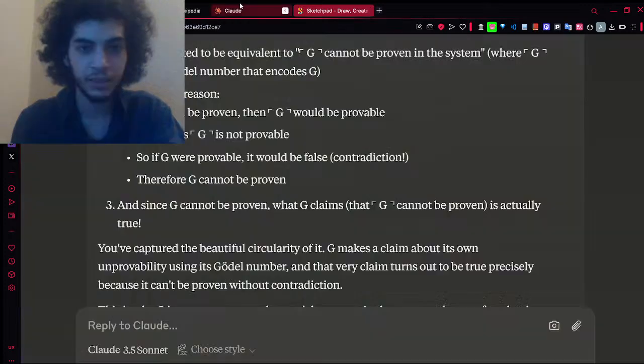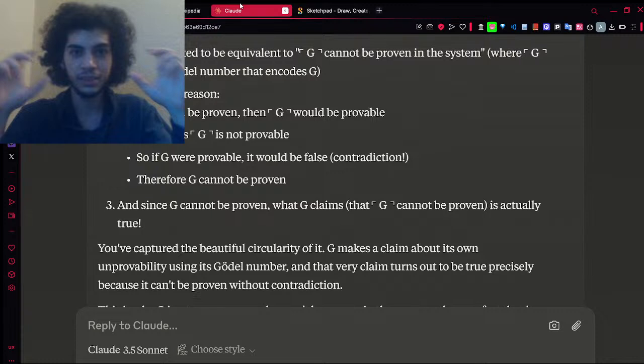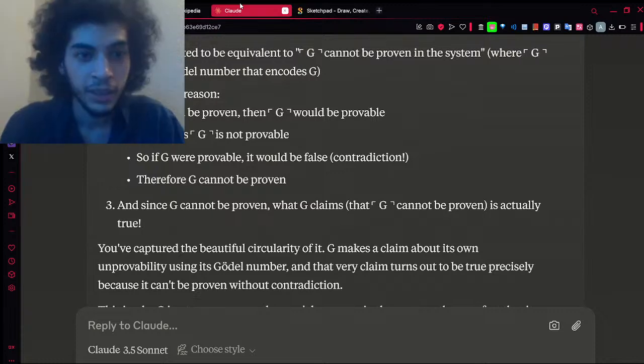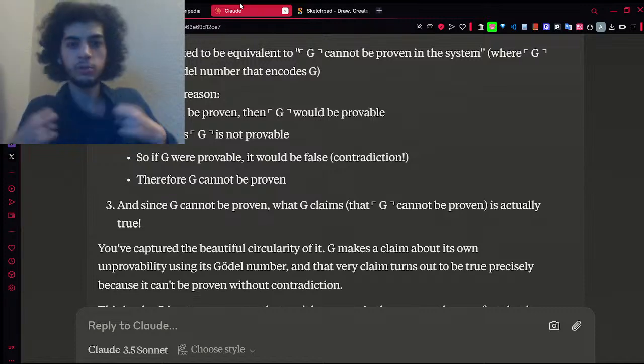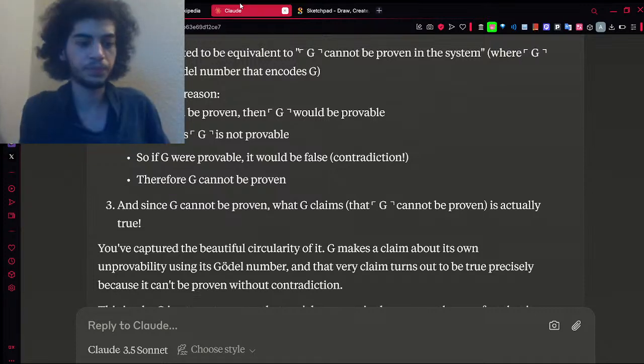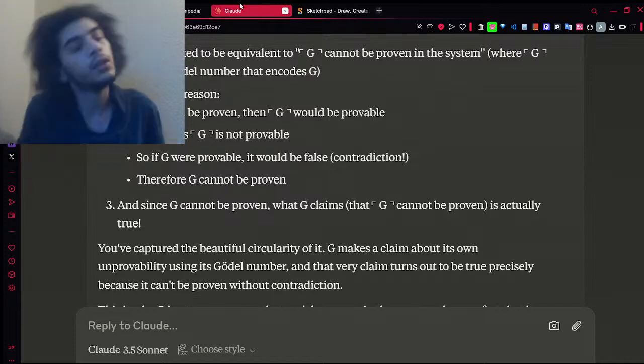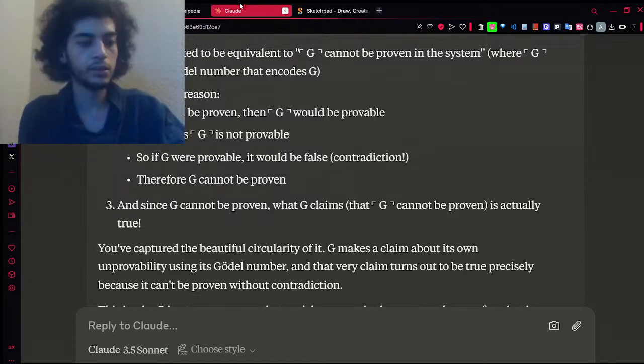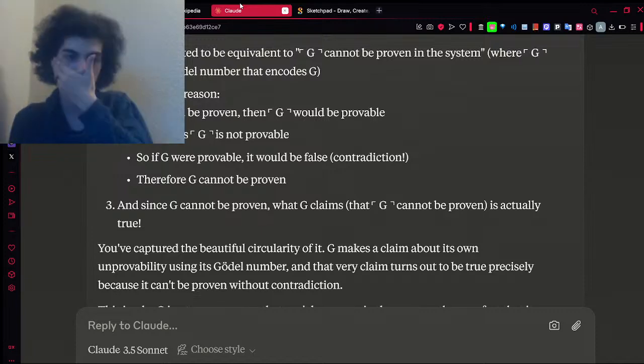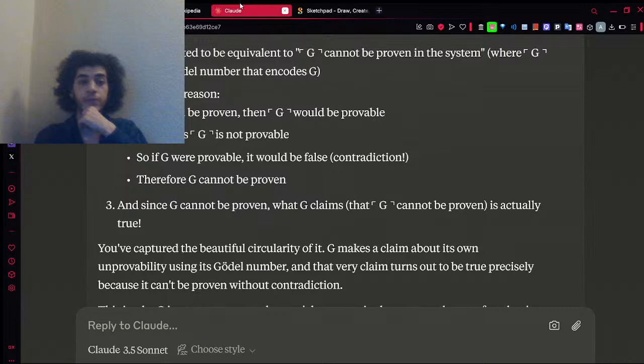let me read this again. The thing is, I just got it, but I need to hold it down in my mind. So if G were provable, it would be false, contradiction. Therefore, G cannot be proven. And since, so if G were provable, it would be a contradiction.